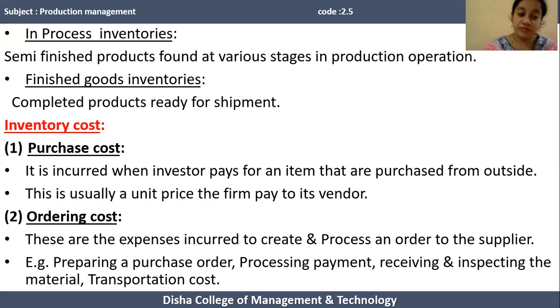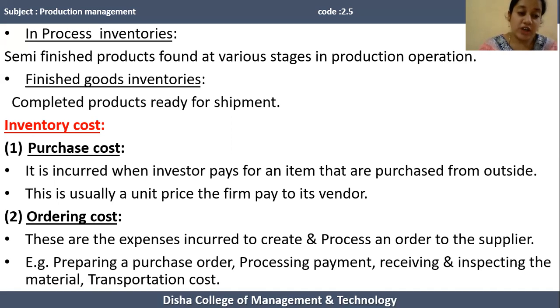cost. This is usually a unit price the firm pays to its vendor. Means for purchasing a particular item or material, whatever the unit price the firm pays to the supplier or to the vendor, that cost or expense is known as purchase cost. The word itself says that the cost is incurred by purchasing or procuring certain items from the vendor or supplier.